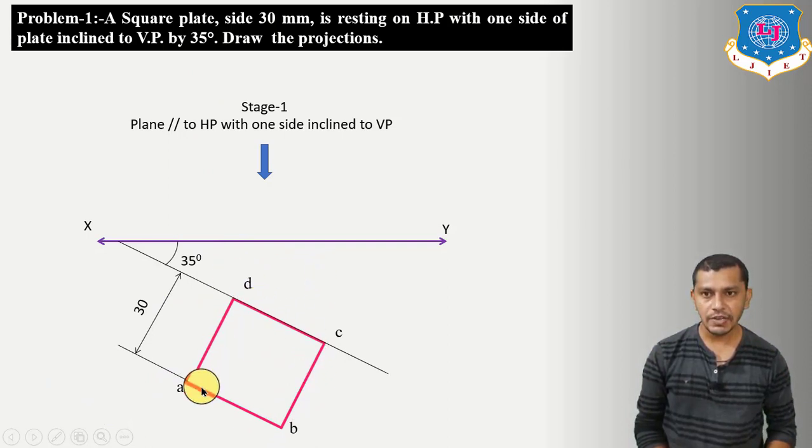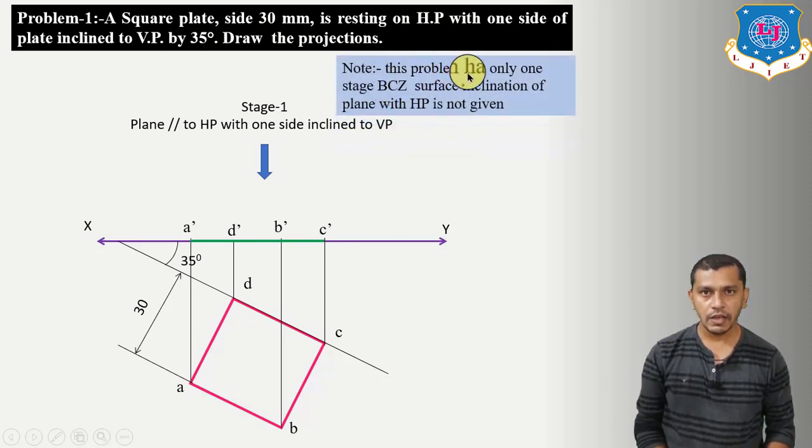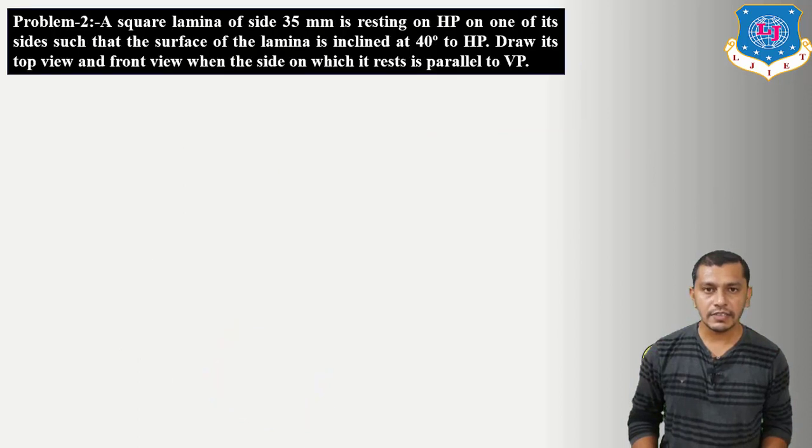Now if you want to draw the elevation, we have to project all the corners up to the XY reference line. This will be A dash, B dash, C dash, and D dash. Now connect all these points. This will be a line. Right now the elevation is a line because we have assumed a plane parallel to the horizontal plane and perpendicular to the vertical plane, and if the plane is perpendicular to the vertical plane, then the elevation will be a line. And in this problem we have only one stage because the surface inclination of the plane with the horizontal plane is not given. Now let's move on to the next example.